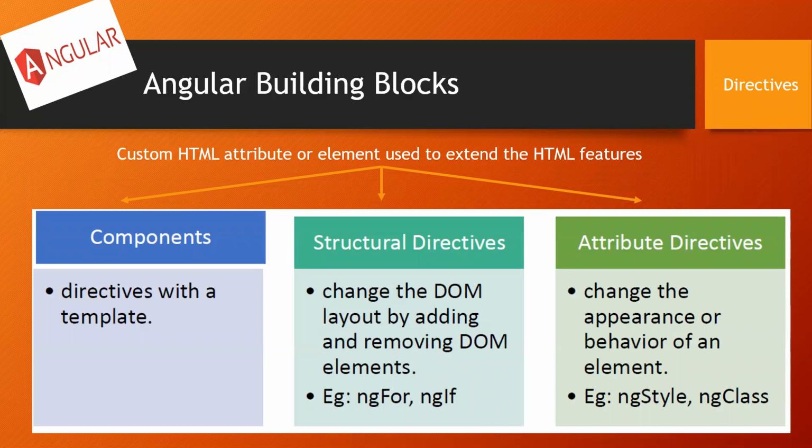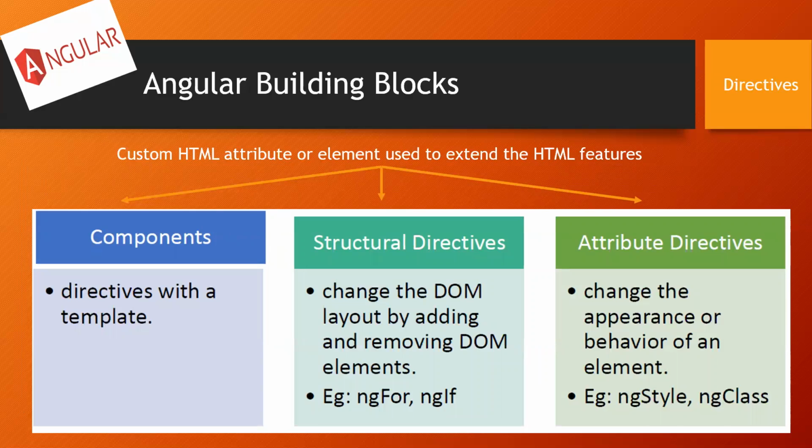Next come directives. If you want to extend the capabilities of HTML features in the existing code, you use directives. There are three types of directives: components, structural directives, and attribute directives. Components we have already seen; these are directives with a template. Then we have structural and attribute directives.